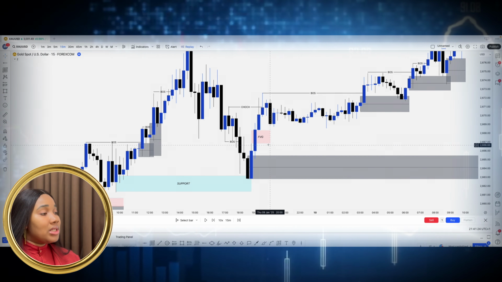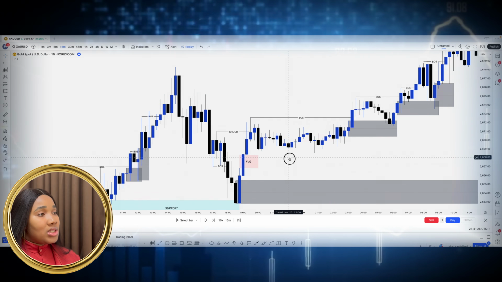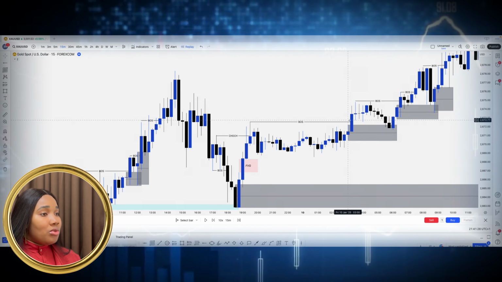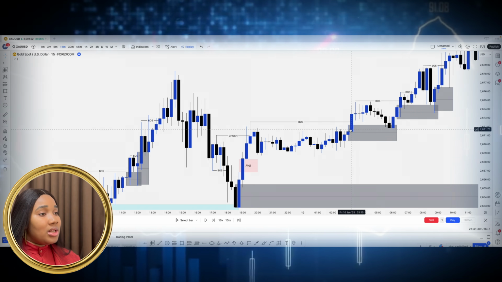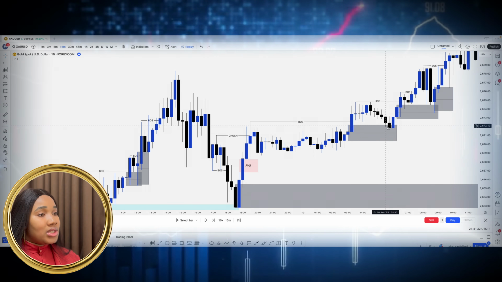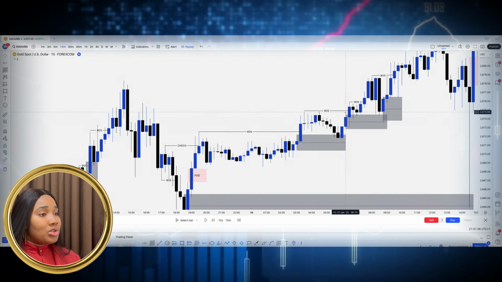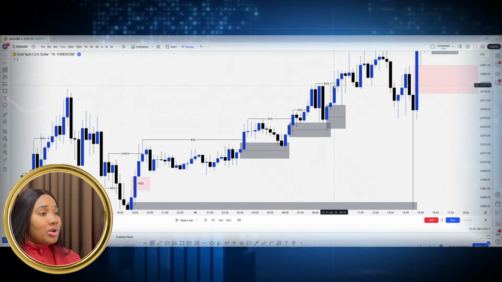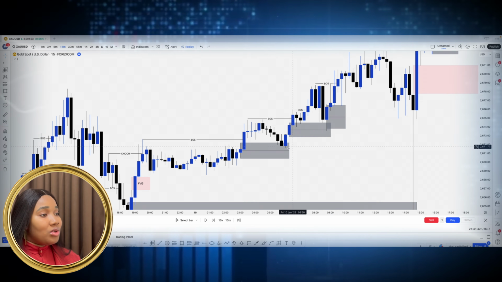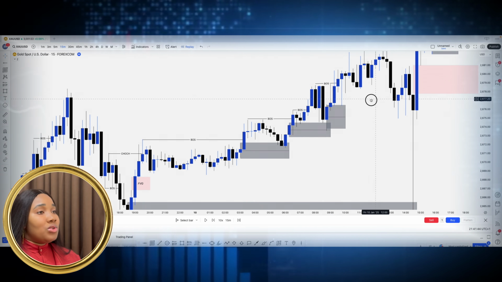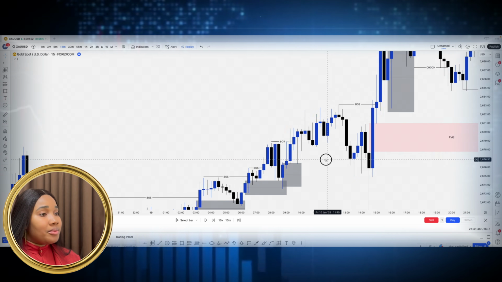So I think price later tapped into it. So let's keep moving forward. A break of structure to the upside. I mapped out the order block. Price came back into the order block, continued to dish out. Another break of structure, price came back into the order block, continued to dish out. Another break of structure, price came back into the order block. So here, order block was just dishing out the movement back to back.